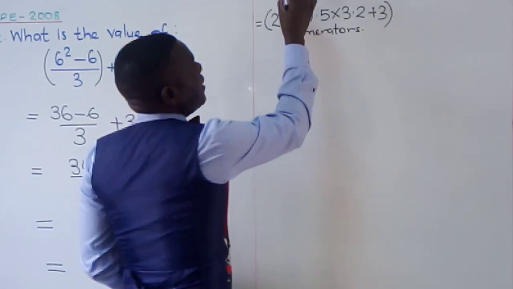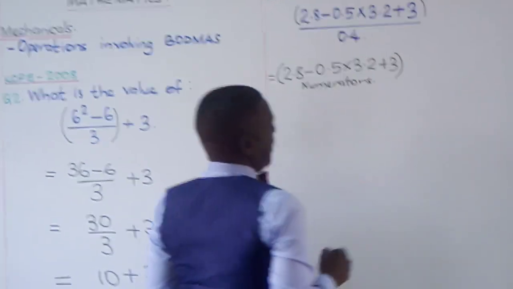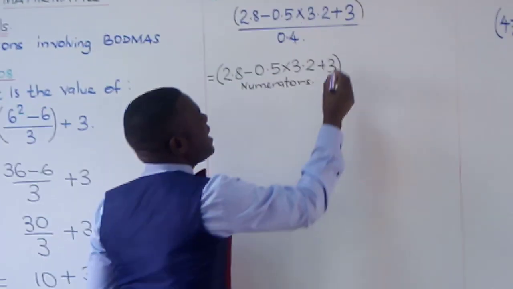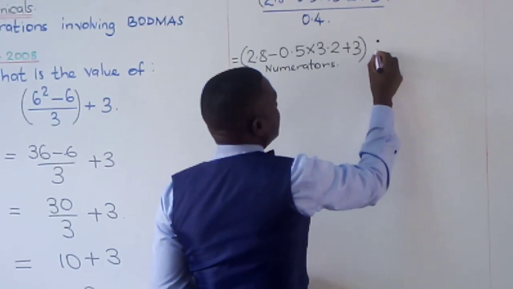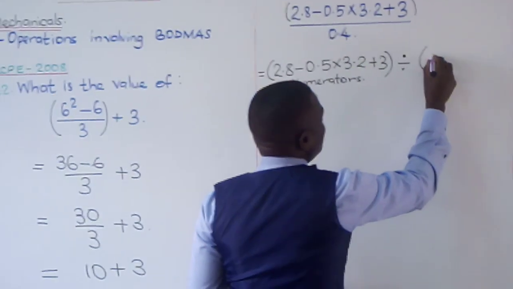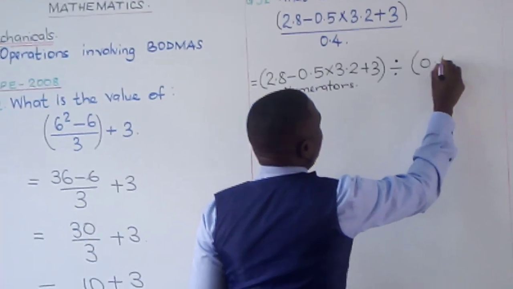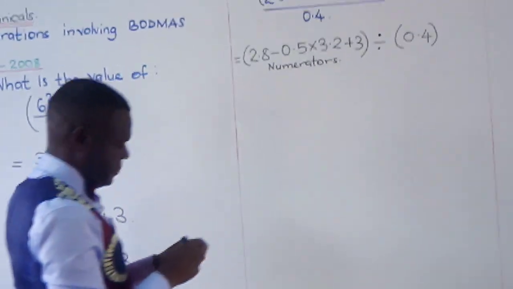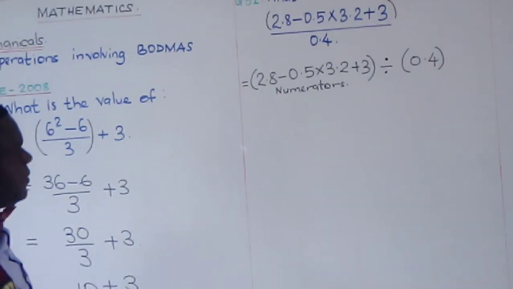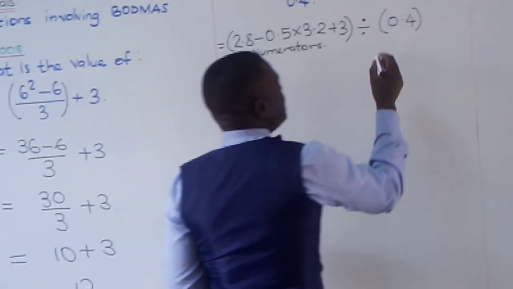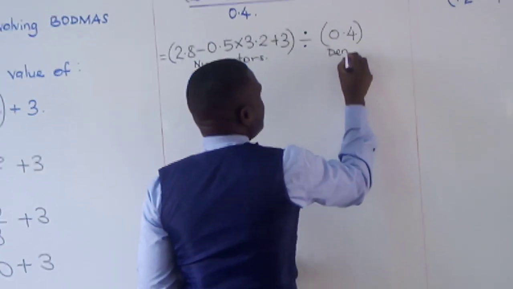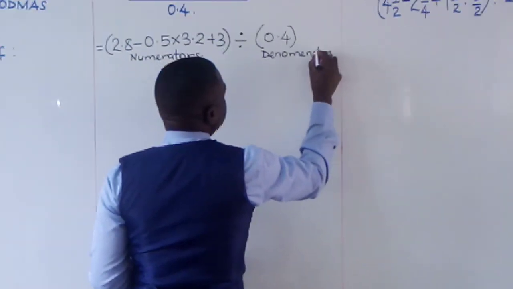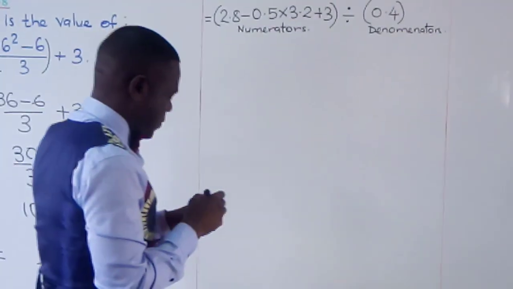Then this line here is called over. That line there is called over. Over means divided by the denominators. Again, I group the denominators in their own bracket to avoid mixing, and I write there, denominators. Now, let's go on.